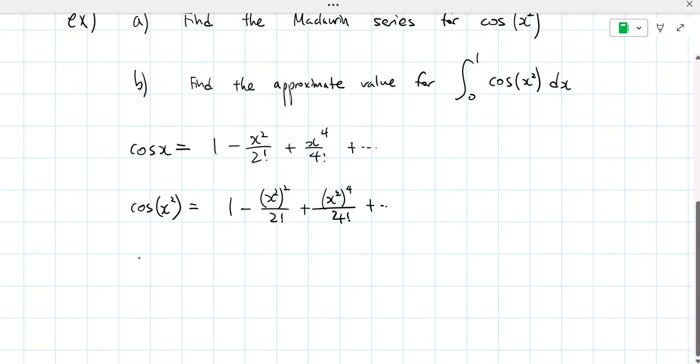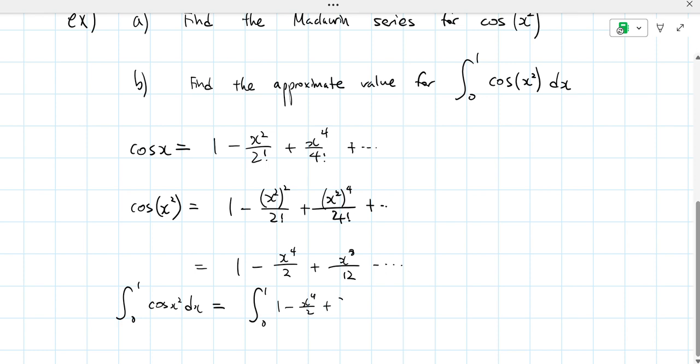Well then, okay, let's actually go one step further. x power 4 divided by 2 plus x power 8 divided by 4 factorial, which is 24. Then the integration from 0 to 1 of cosine of x squared dx would be the integral of 1 minus x power 4 over 2 plus x power 8 over 24.